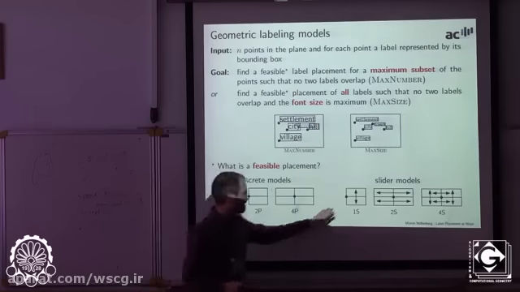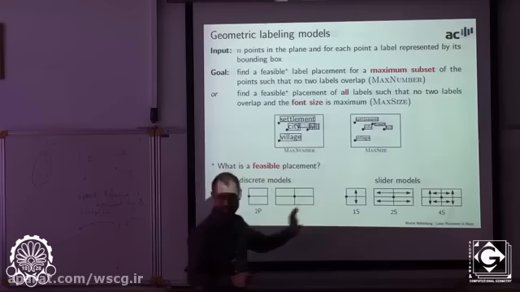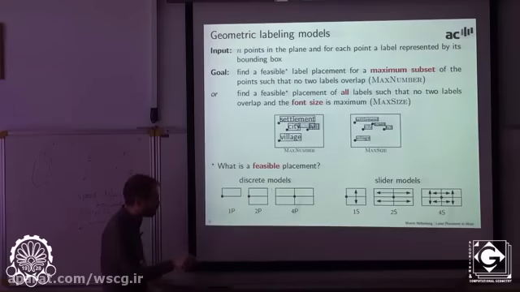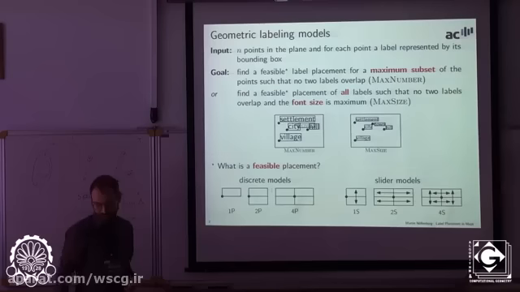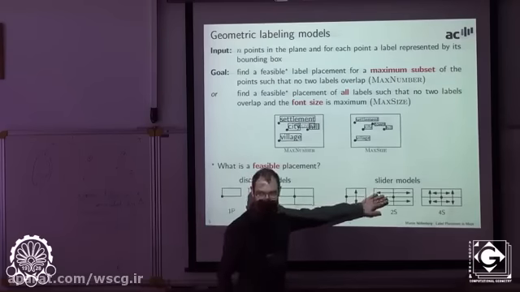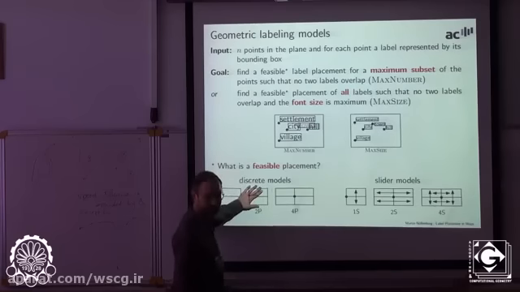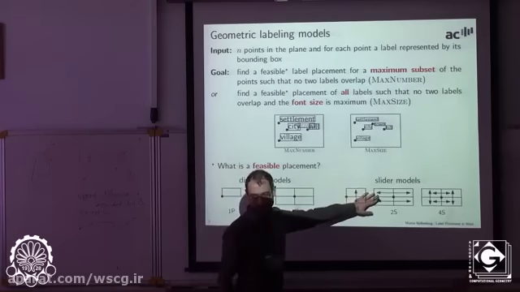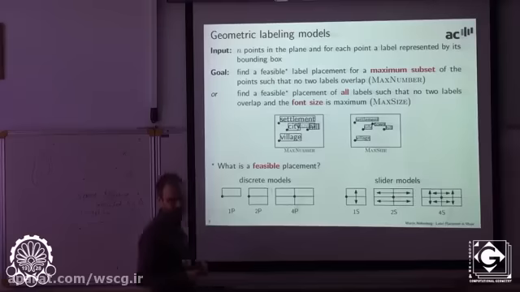Then you can also say, okay, maybe we don't care how close the label is to the point. Let's be able to move that label completely around the point. And these would be slider models, also coming in different flavors. Of course, you can imagine that this is a subset of positions of the slider models. So any solution that you compute here is also valid here, but maybe you can place more labels if you allow some shifting.